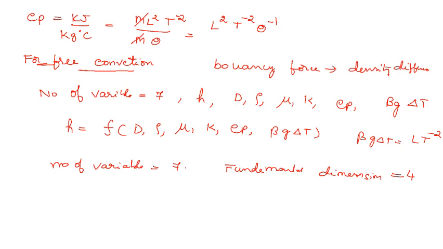Similarly, if I have to see the number of pi terms, we can see that the number of pi terms is 7 minus 4, that is equal to 3. So we have to define now 3 pi terms, that is pi 1, pi 2, and pi 3. Let us define them one by one.